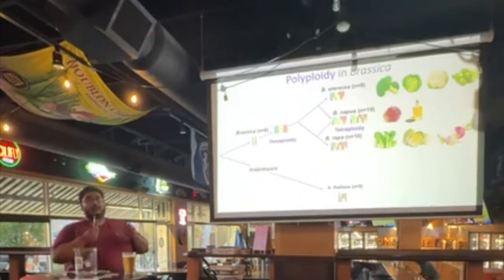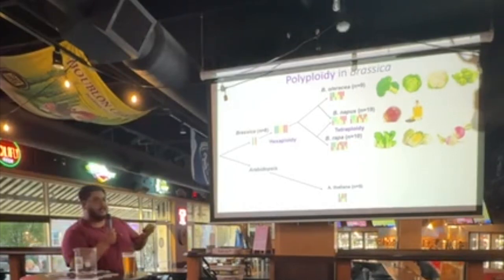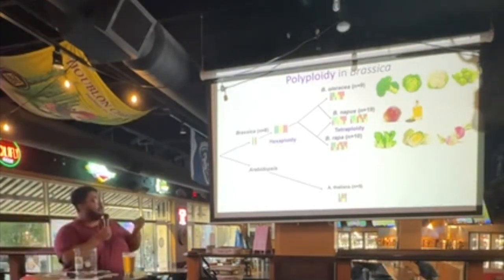But going to what I research, I study polyploidy in brassicas. So if you didn't have strawberries or peanuts today, maybe you had some kind of brassica for lunch, or maybe you'll have it for dinner. But things like broccoli, cabbage, cauliflower, kale, kohlrabi, canola oil, pak choi, napa cabbage, turnips. These are all examples of brassicas which have experienced a lot of polyploidy in their evolutionary history.